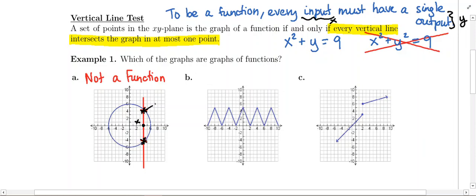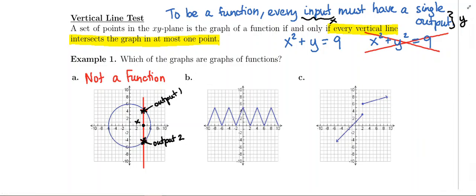So this is an output. This is output number 1, or y value number 1, and this is output or y value number 2. So that vertical line has caught an input that has multiple outputs, okay? So this is not a function. Okay, so let's try part B.